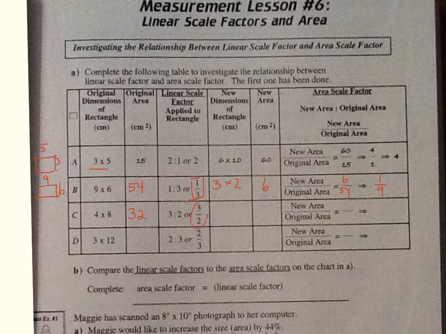We're applying a 3 over 2 linear scale factor. If you divide 3 by 2, you get 1.5. So if we multiply each of the original dimensions by 1.5, we get new dimensions of 6 by 12. If we multiply 6 by 12, we get 72 centimeters squared. So let's take the new area, 72, divide it by the original area, 32, and we get an area scale factor of 2.25. Again, the original linear scale factor was 3 over 2, and the area scale factor is 2.25. So that means the area is 2.25 times bigger than it was before.